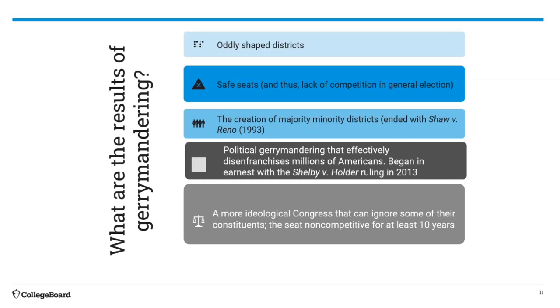We end up with a Congress that is more ideological, and they can actually ignore some of their constituents. They don't have to worry about them voting them out of office, and the seat is essentially non-competitive for about 10 years at a minimum.